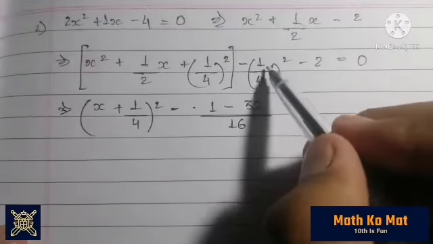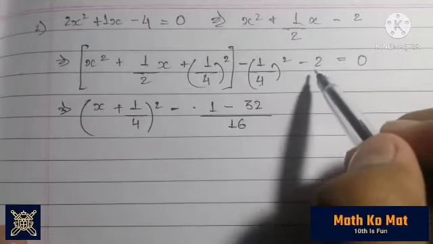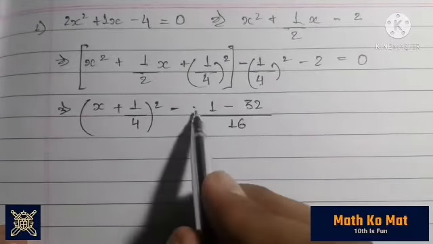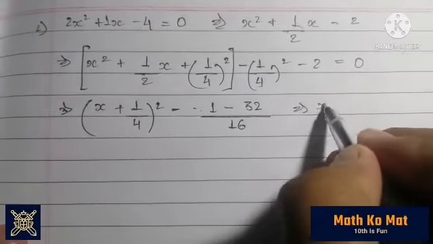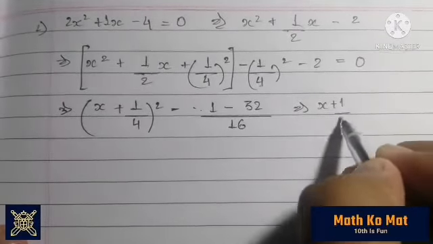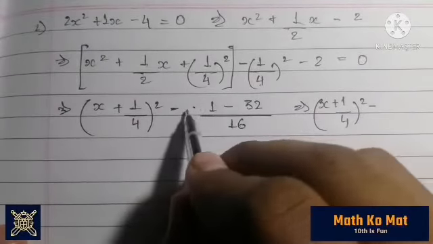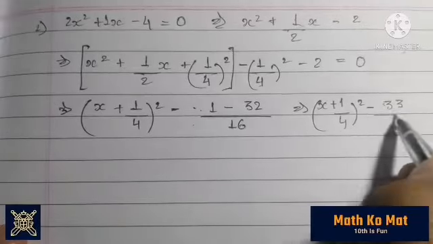Let me tell you what I have done. 4 square is 16. You will open the bracket by doing the squares and then take the LCM 16 and you will get this calculation. So here you are having minus 1 minus 32. So what you get is x plus 1 by 4 whole square minus the minus 1 minus 32. So minus 33 by 16.